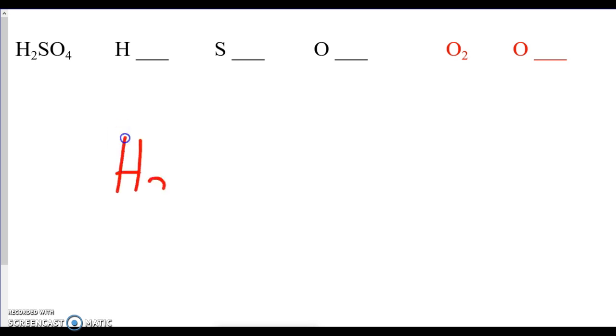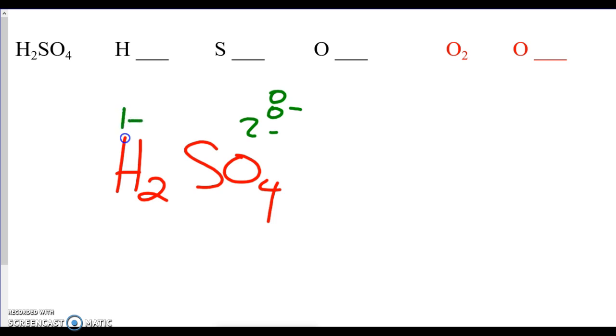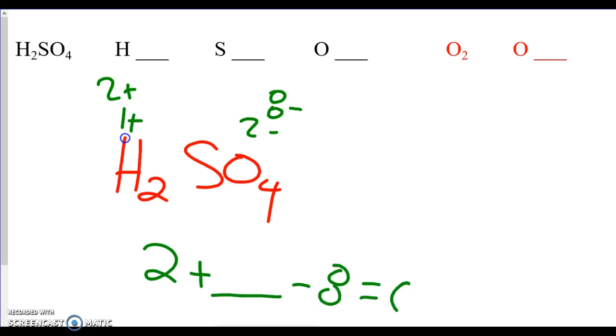H2SO4. Again, hopefully you are pausing the video and trying all of these yourself. 2 negative, but there's 4 of them, so it's 8 negative. Hydrogen's a 1 positive, but there's 2 of them, so it's a 2 positive. So 2 plus something minus 8 equals 0. Well, my brain says that this is a 6. So it's a 6 positive.